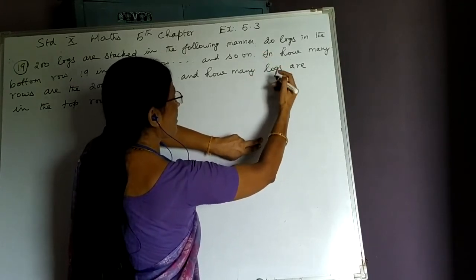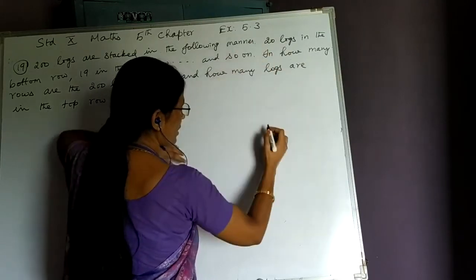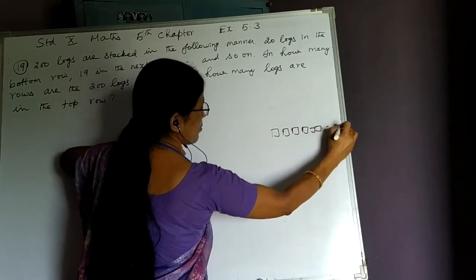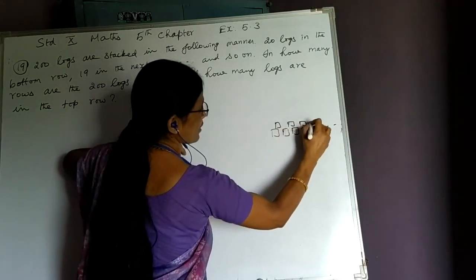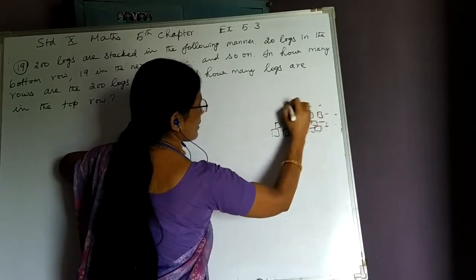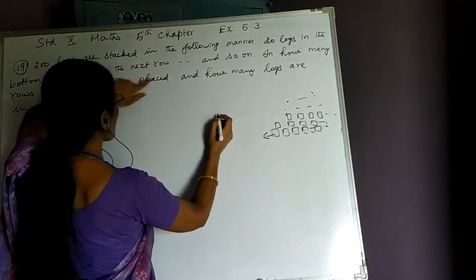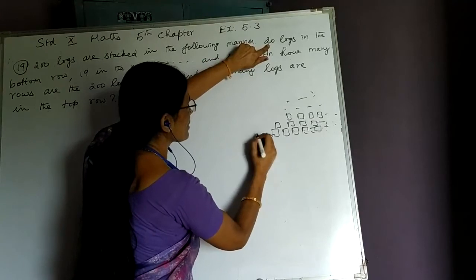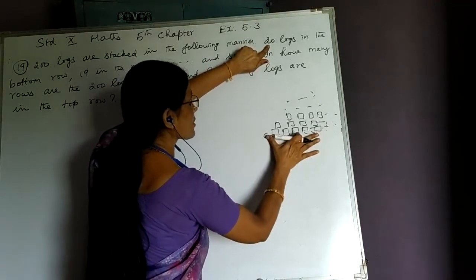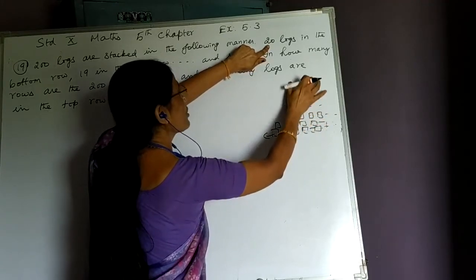So what is the nth term? Nth term will be the topmost row, right? So the logs are arranged like this. This is the bottom and then top of this, here it is arranged, and then top, I'm drawing roughly like this it is arranged, right? So the bottom row consists of 20 logs. So this is the first row. A1 is equal to 20 logs. This is A2, 19. This is A3, like that it goes.